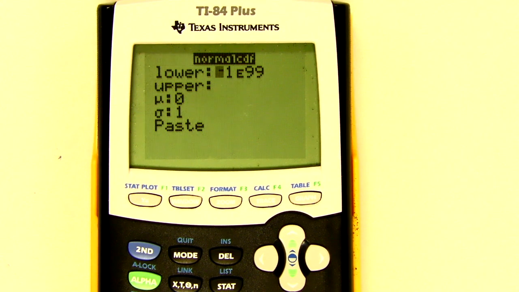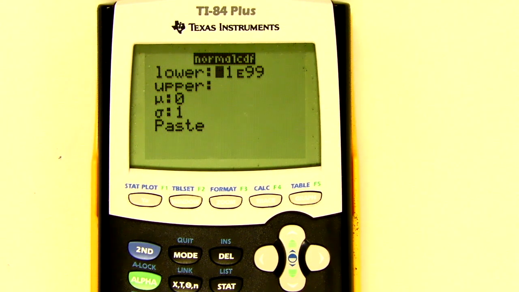For example, I have told you before that the heights of US women are approximately normally distributed with a mean of 64 inches and a standard deviation of 2 inches. So if I want to find the proportion of women who are less than, I don't know, let's say 60 inches tall, less than 5 feet, then I can do that here.